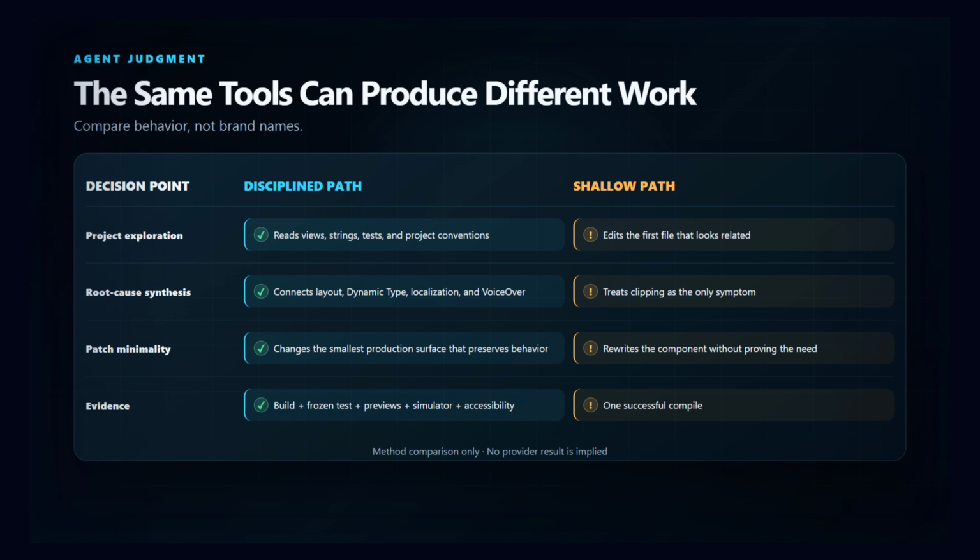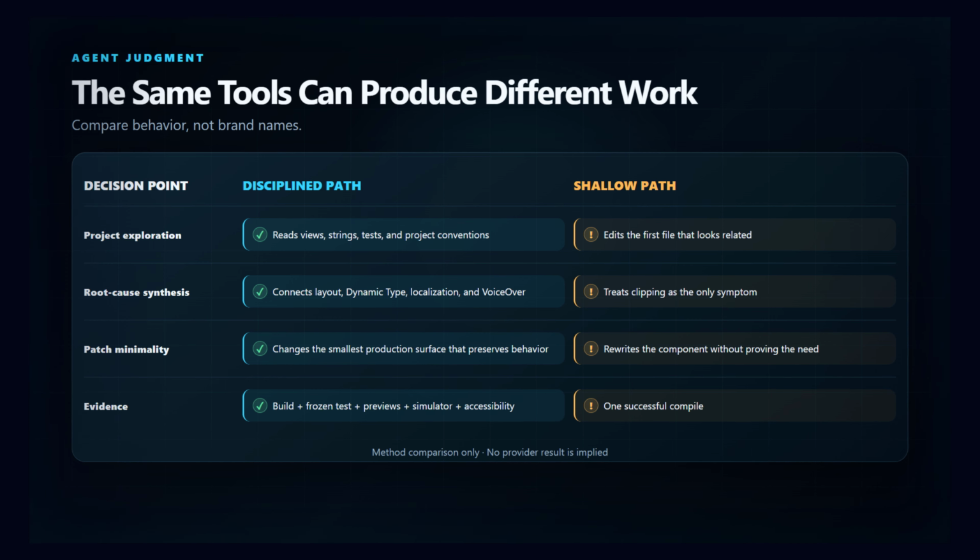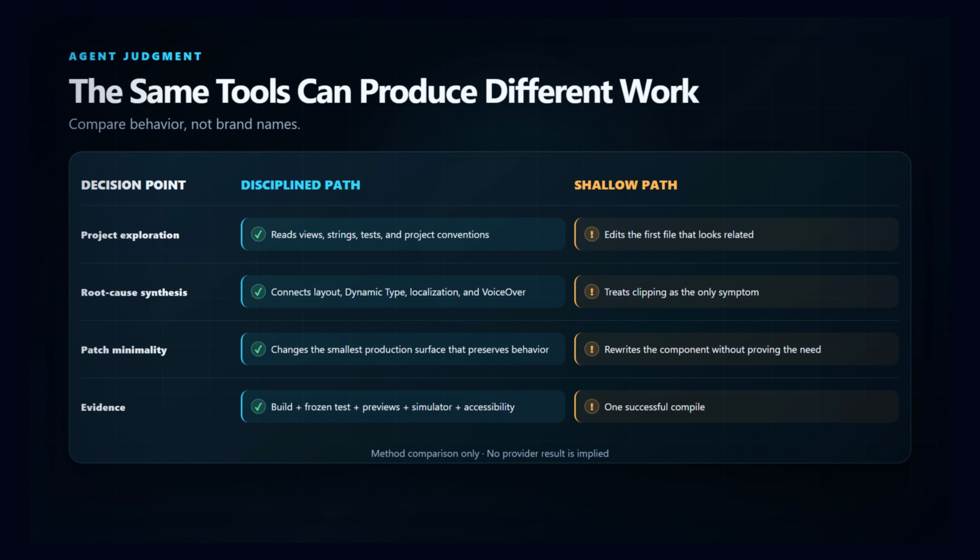The agent stack contributes the judgment. Does it inspect the project before editing? Does it connect the fixed height, one-line title, long localized copy, dynamic type, and weak accessible name? Does it consult current SwiftUI guidance or guess from memory?